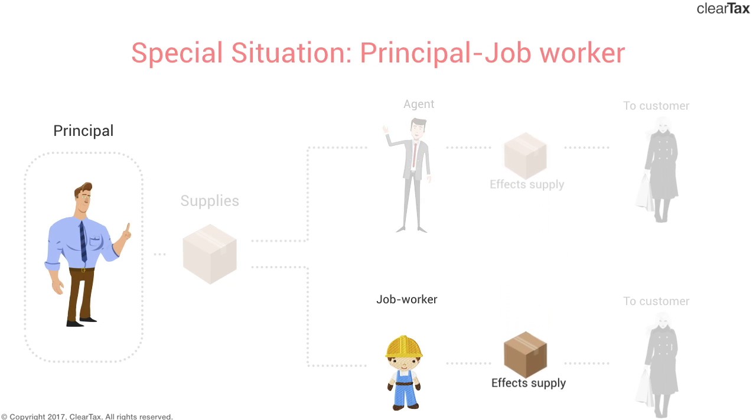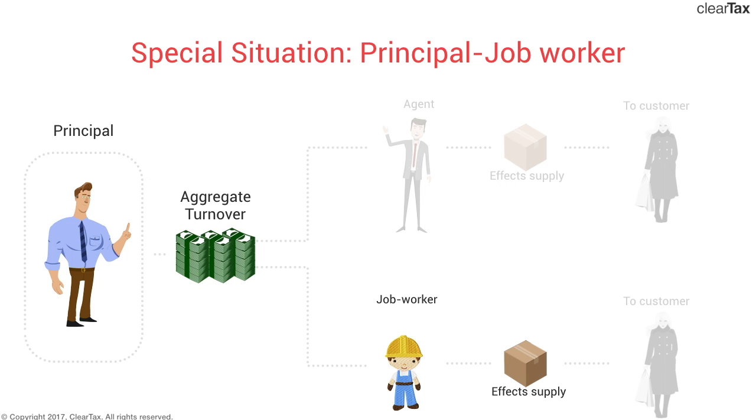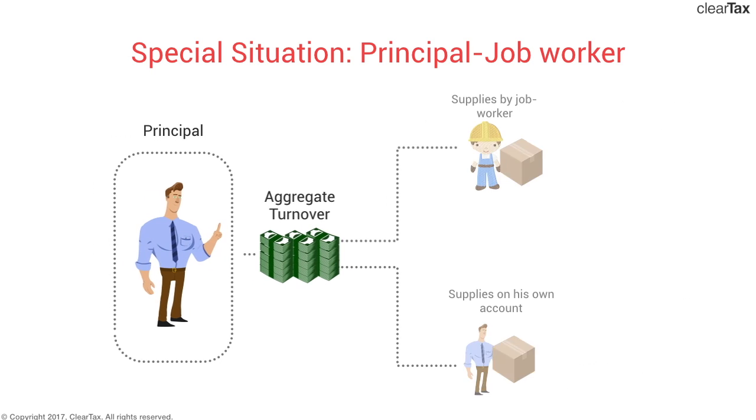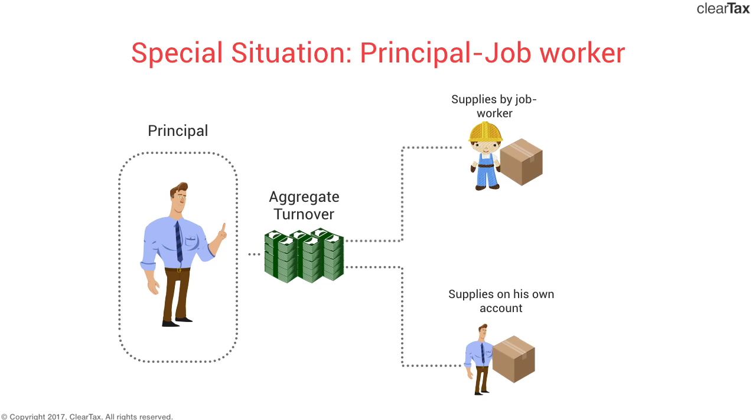Coming to the second situation of the job worker. In this case, the supply will not be added onto the job worker's aggregate turnover, but it will be included in the principal's aggregate turnover. So the principal's aggregate turnover, in case of the principal-job worker relationship, would include the supplies by the job worker and the supplies he makes on his own account.